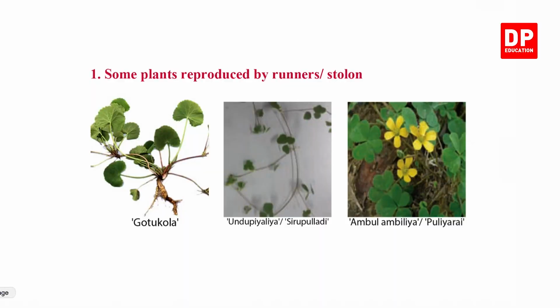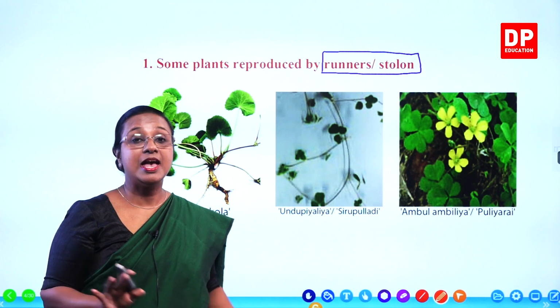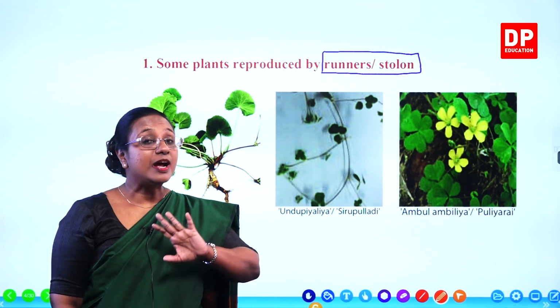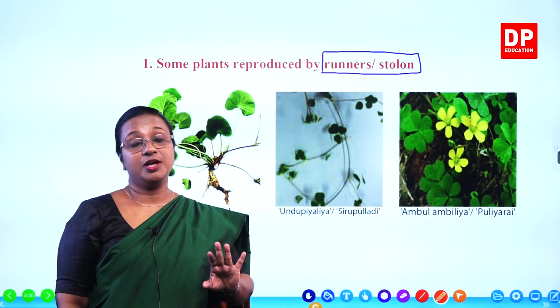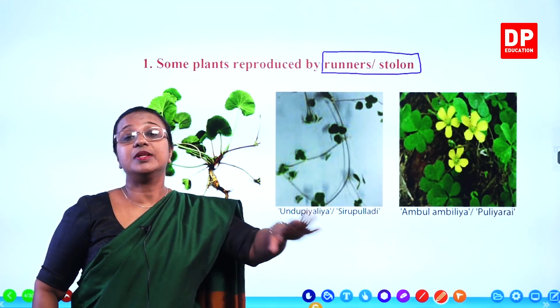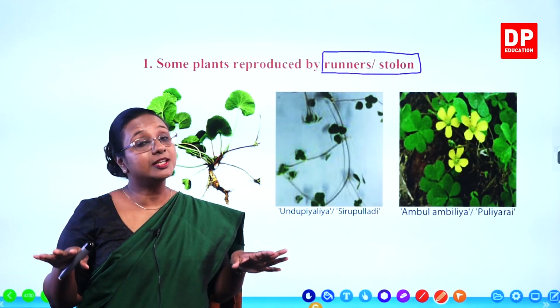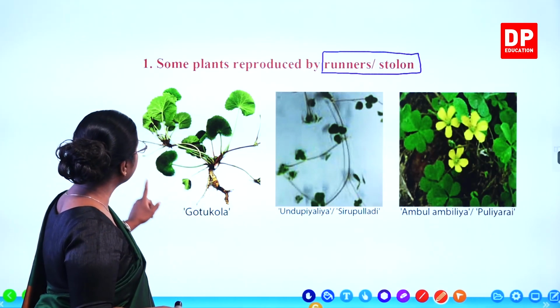So the first one, some plants reproduce by runners or stolon. The names, you have to remember all these terms and the examples. So what did I say runners are? They run, they grow over the ground. So it's like they are running over the ground. They are spreading throughout the ground surface. You can see that here.